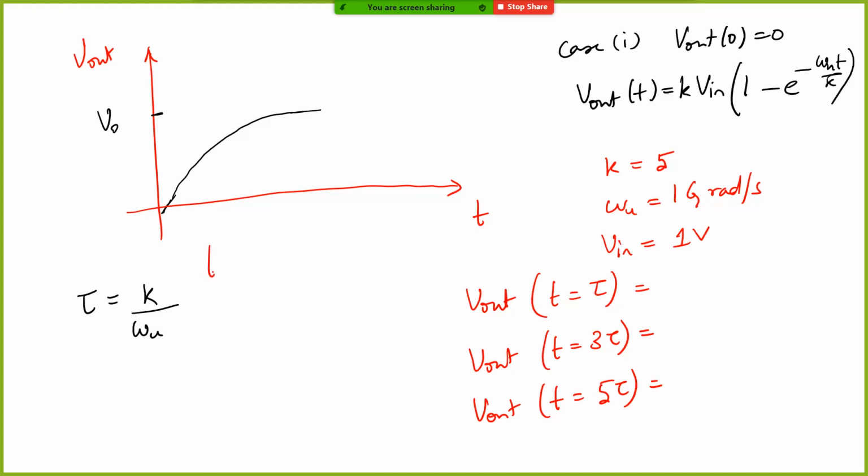So at t equal to tau, the exponential becomes 1 minus e to the power of minus 1, right? Since tau is k by omega u, it becomes this. In the other case, it becomes 1 minus e to the power of minus 3, and this is 1 minus e to the power of minus 5. If you just see what is 1 minus e to the power of minus 1, what do you get?